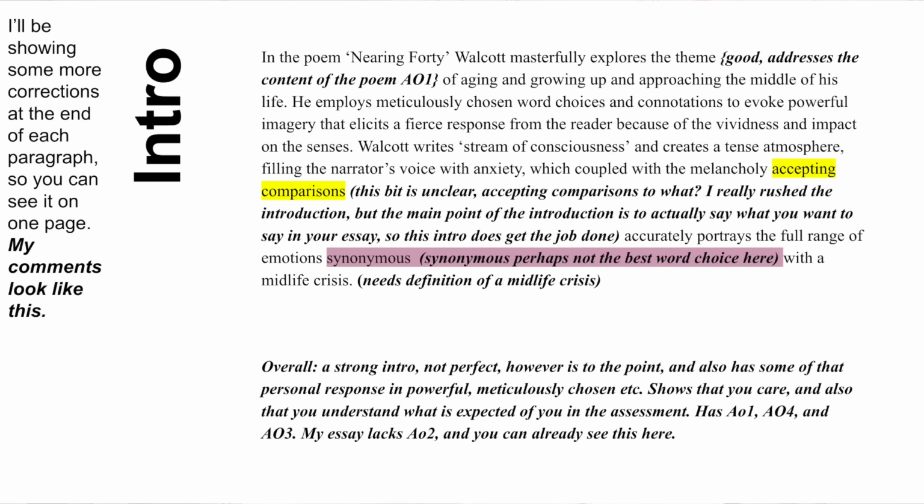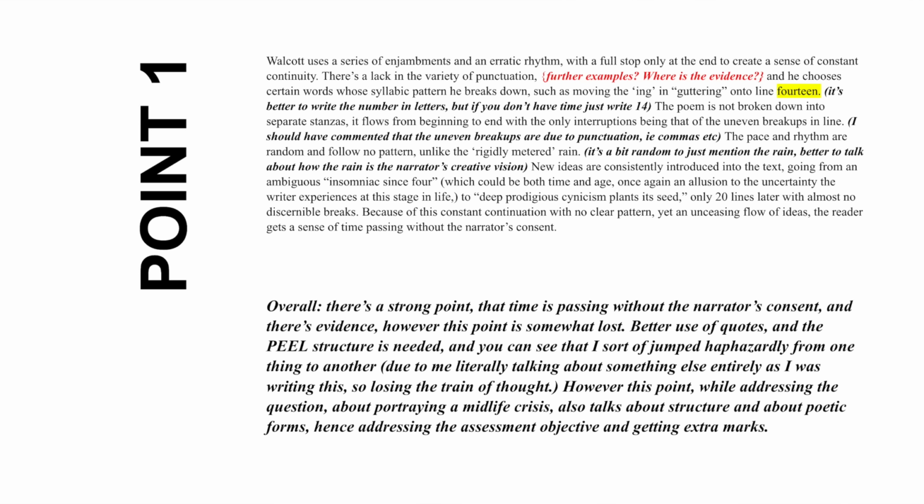Walcott uses a series of enjambments and an erratic rhythm with a full stop only at the end to create a sense of constant continuity. There's a lack in the variety of punctuation, and he chooses certain words whose syllabic pattern he breaks down, such as moving the ing in guttering onto line 14. The poem is not broken down into separate stanzas. It flows from beginning to end, with the only interruptions being that of the uneven breaks-ups in line. The pace and rhythm are random and follow no pattern, unlike the rigidly metered rain.